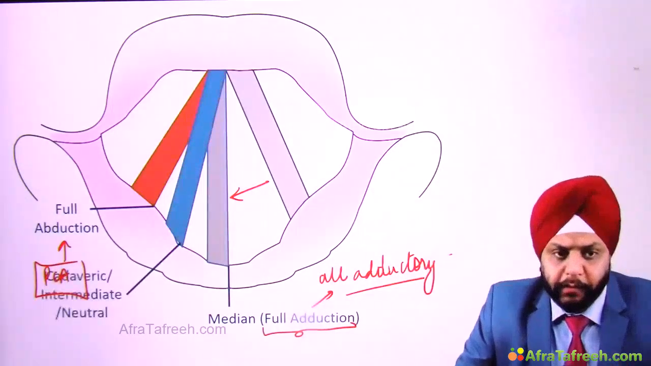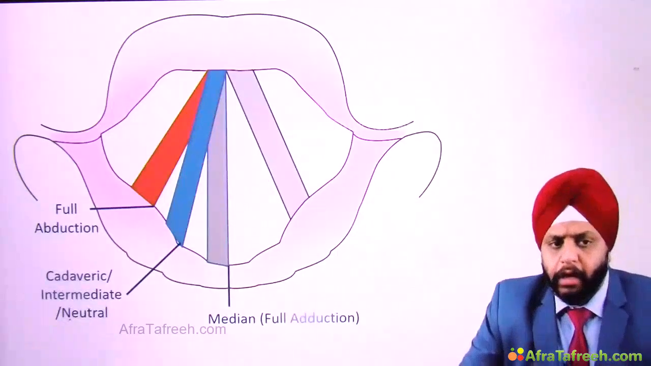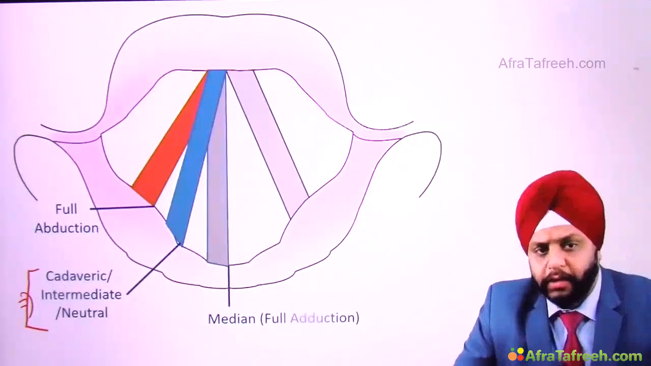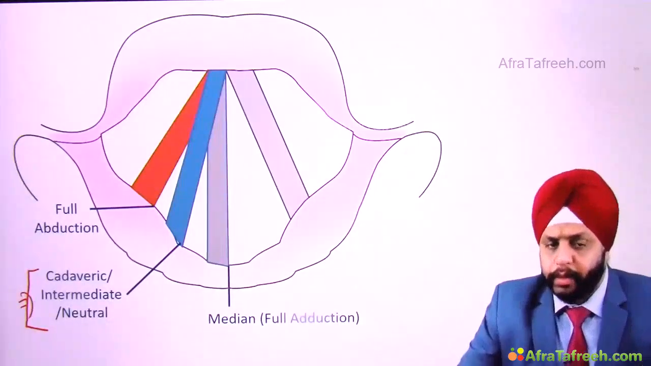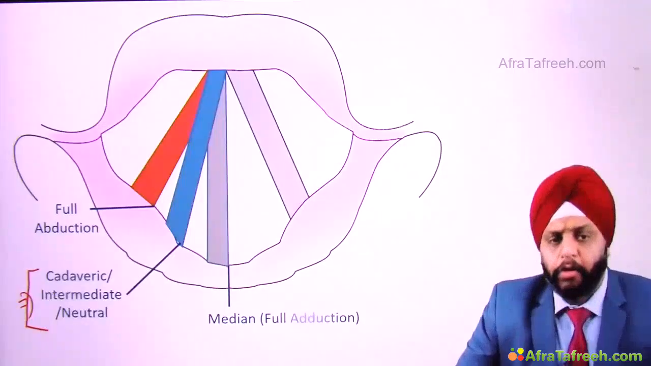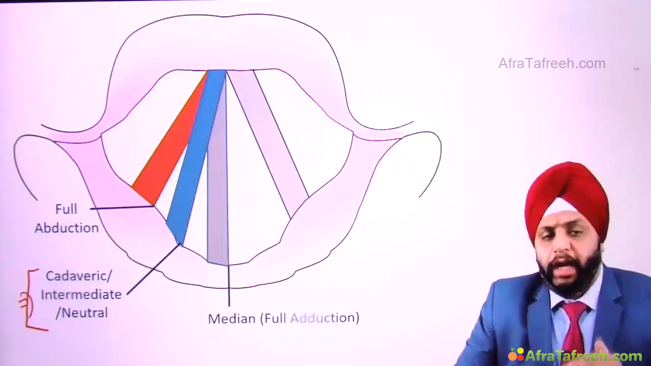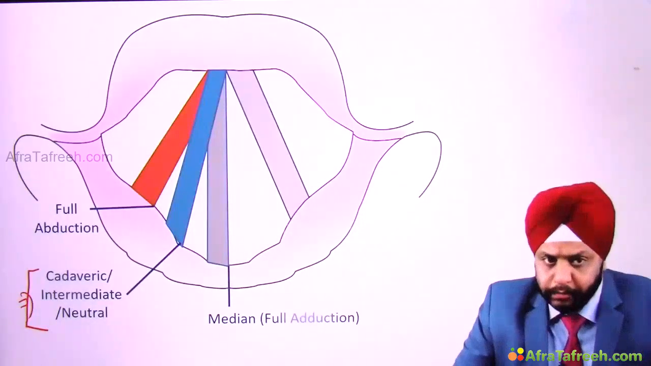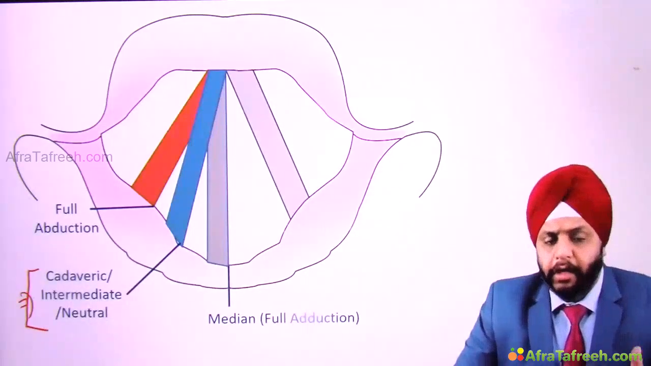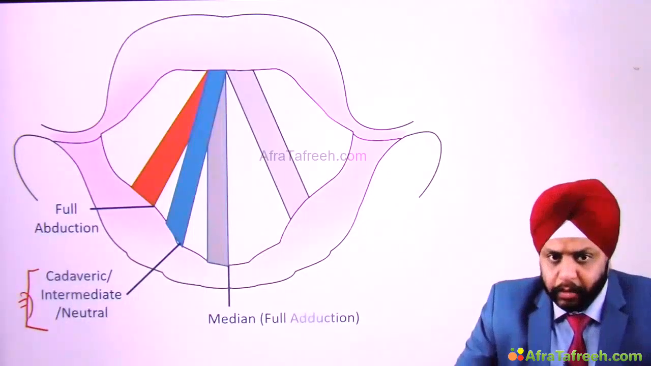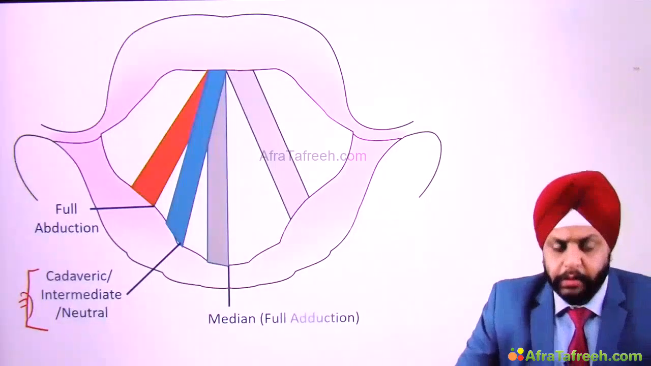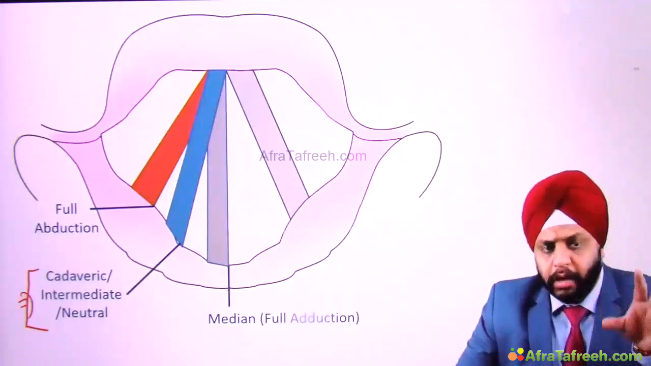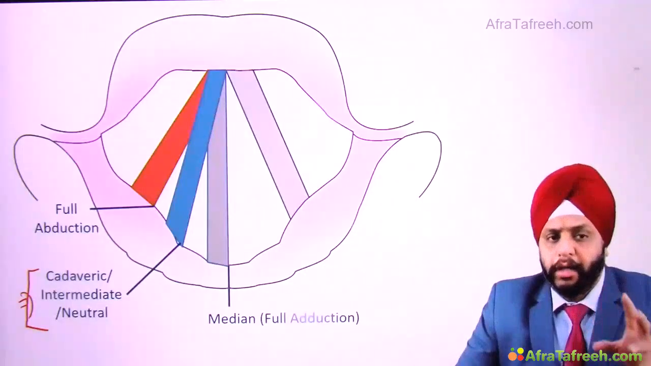Now the third position in which we can find the vocal folds is the cadaveric or the intermediate or the neutral position. You can see this is in the center of adduction and abduction. This position of the vocal folds will be there when we don't have any adduction or abduction function. Neither the adductory muscles nor the abductory muscles are acting. So after death, in the cadaver, we'll find the vocal fold in this position. If we cut the 10th nerve for both the adductory and the abductory muscles, the vocal fold will come and lie in the cadaveric position.